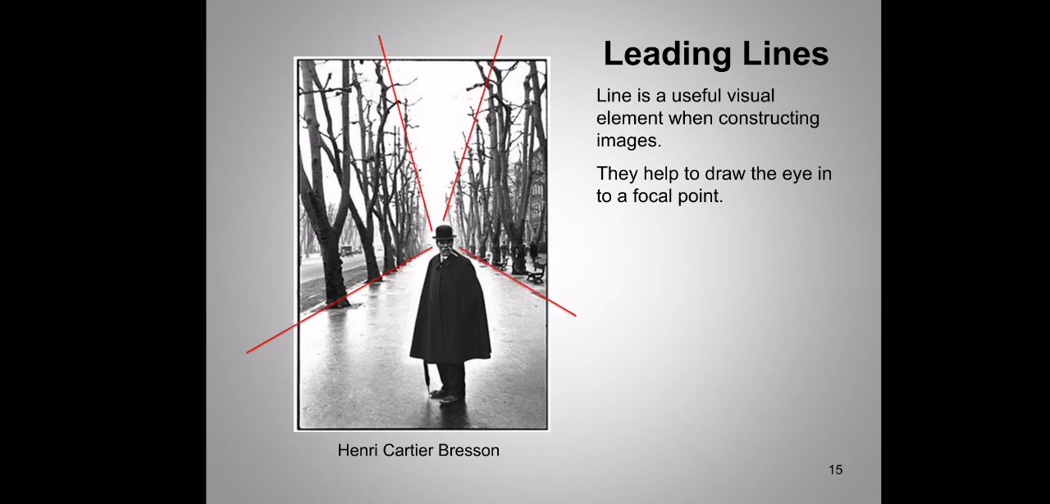It is, of course, the head of the guy, but if you look carefully, look at how your eye is drawn to it. The lines around the trees and the road really bring our eyes towards that focal point. And this is a technique called leading lines.